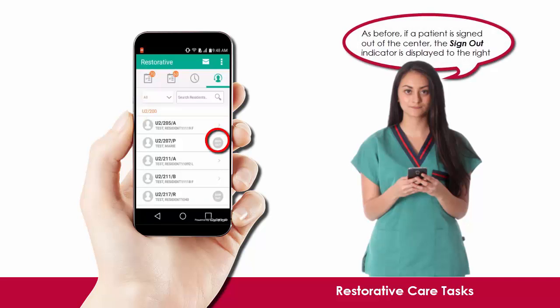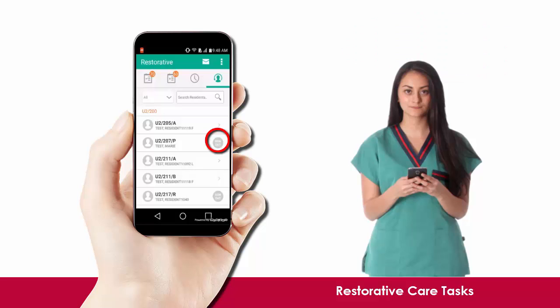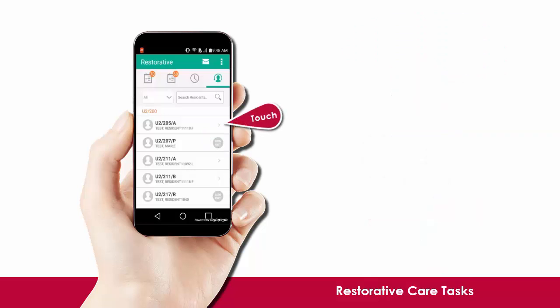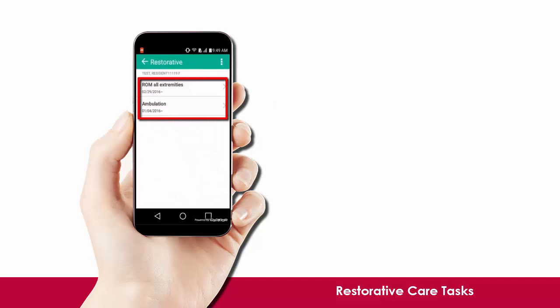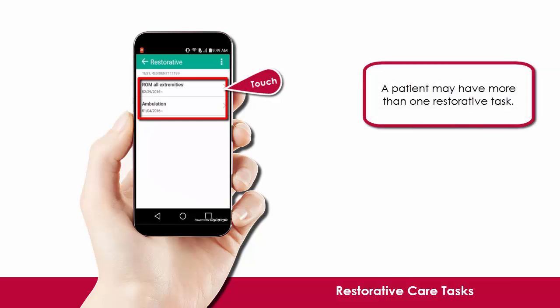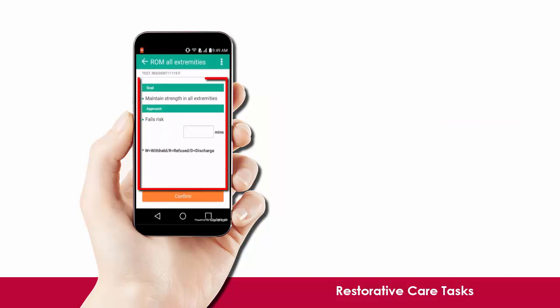As before, if a patient is signed out of the center, the Sign Out indicator is displayed to the right of the patient's name. Touch on a patient's name in the list. The assigned scheduled restorative tasks open. Click on the task you need to document. Note, a patient may have more than one restorative task. The goal and approach for the selected restorative task is displayed.